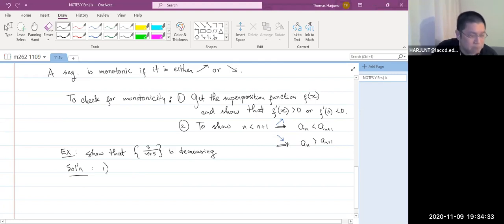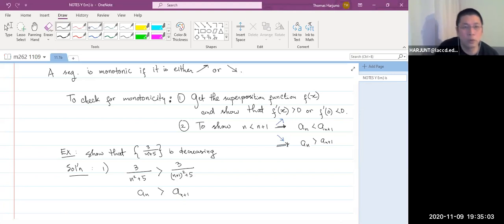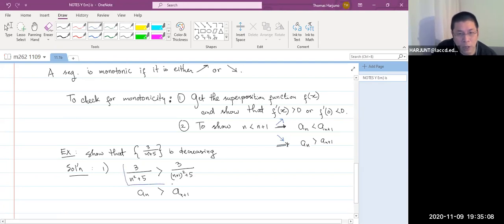The first method, I start with this, 3 over n squared plus 5. This is greater than 3 over n plus 1 squared plus 5. Therefore, a sub n is greater than a sub n plus 1. Is it right? Even though, hold on. I'm not done yet. No. We have an issue here. How do you come up with this, Thomas?